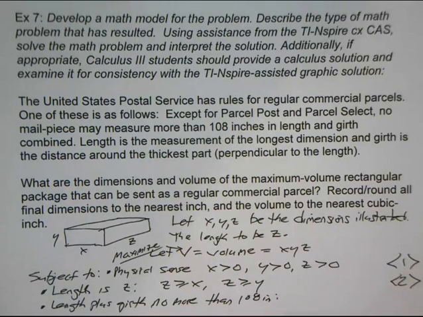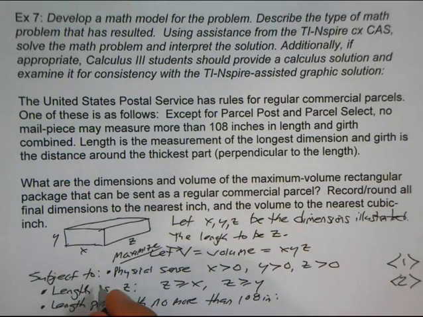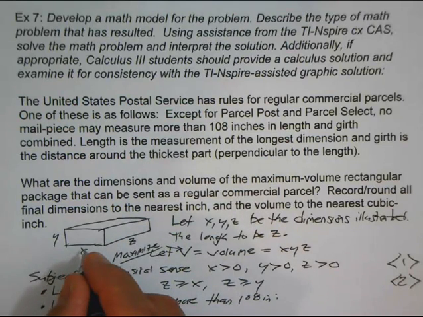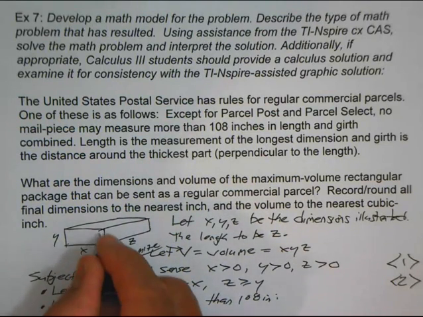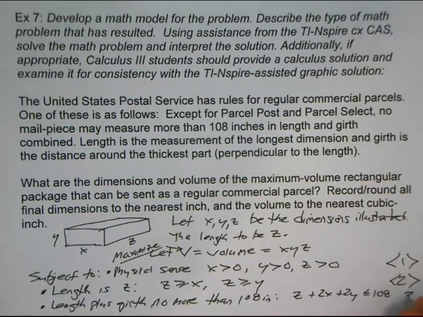Okay, so let's translate that. Length is z, girth is around the package, around a cross section perpendicular to the length. So here, how far around is that? You have 2 x's and 2 y's to traverse in that distance there. So it looks like this comes out to be claiming that z plus 2x plus 2y is less than or equal to 108. That could be inequality 3.